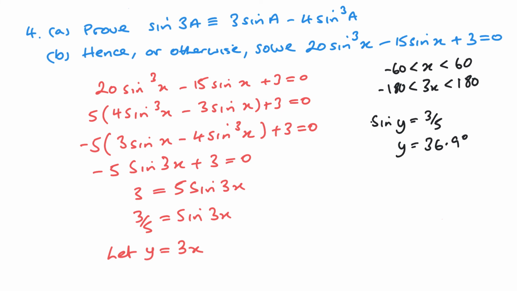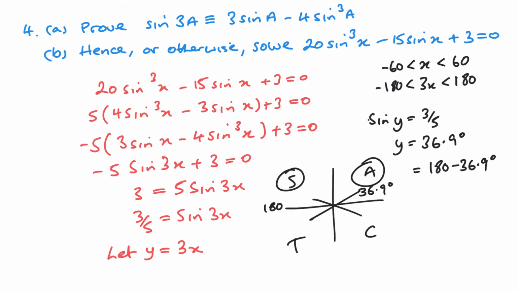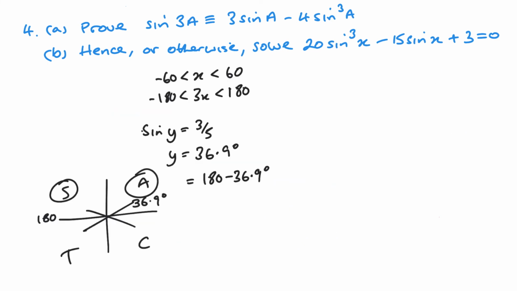Now what I'm going to use now is just back on my cast rule or method. We're looking at 36.9 degrees, and sine is positive in these two sections. So my second answer is 180 minus 36.9 degrees. Now let's just make a little bit more room. That's better. And this value is 143.1 degrees. So there's my first two values.